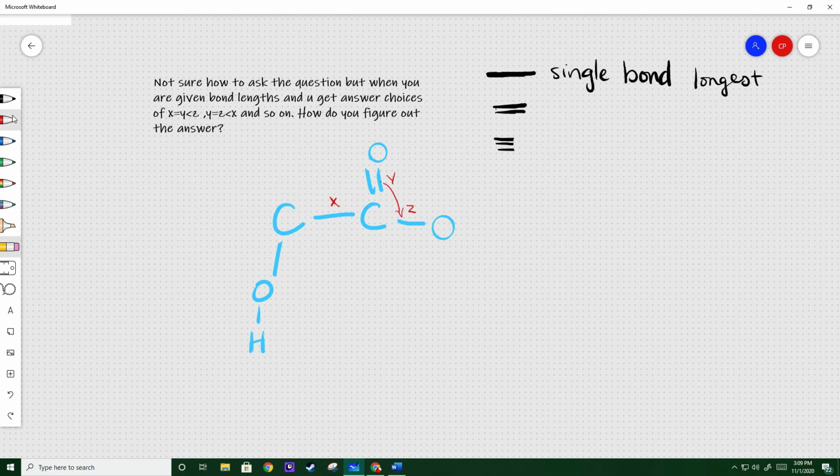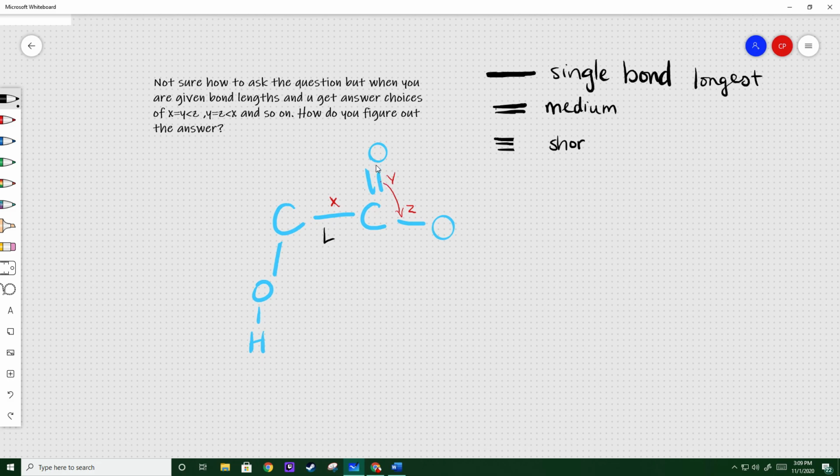Those will be the shortest, okay? So then this one's resonance, these bonds where it can go back and forth, they're in between. So if we have this is a single bond, we don't have any resonance here, so this is going to be the longest bond.